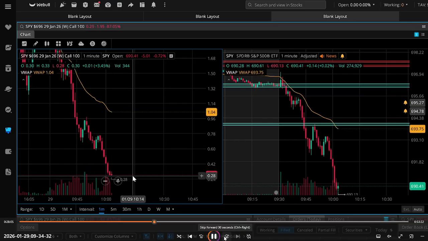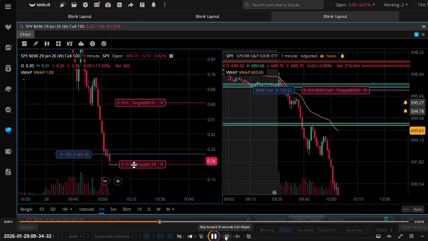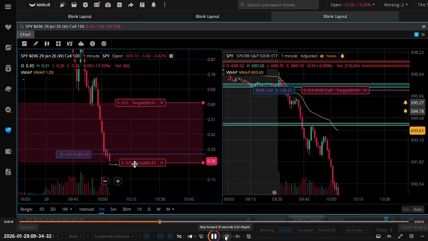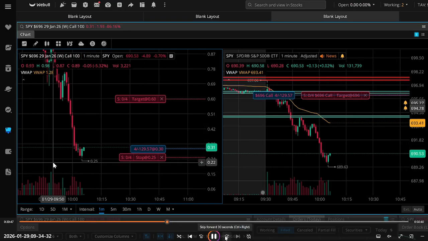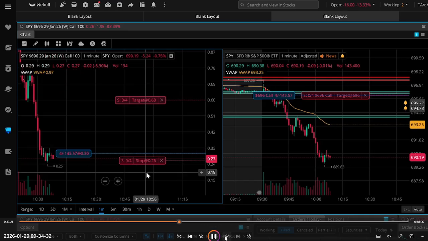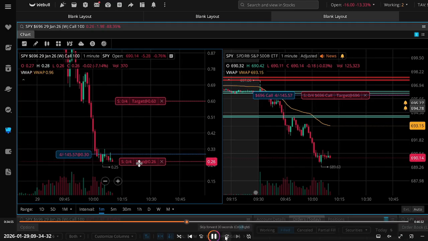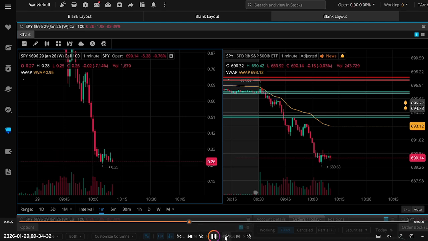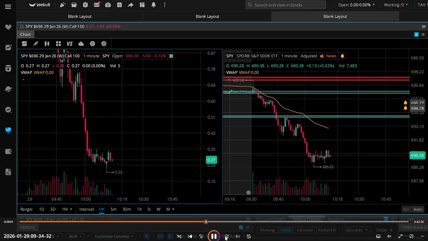immediately get squeezed out of another trade. There's no context once again here. I get back in, get squeezed out again, and then got in. Trying to be patient, trying to be patient. Stopped out again.